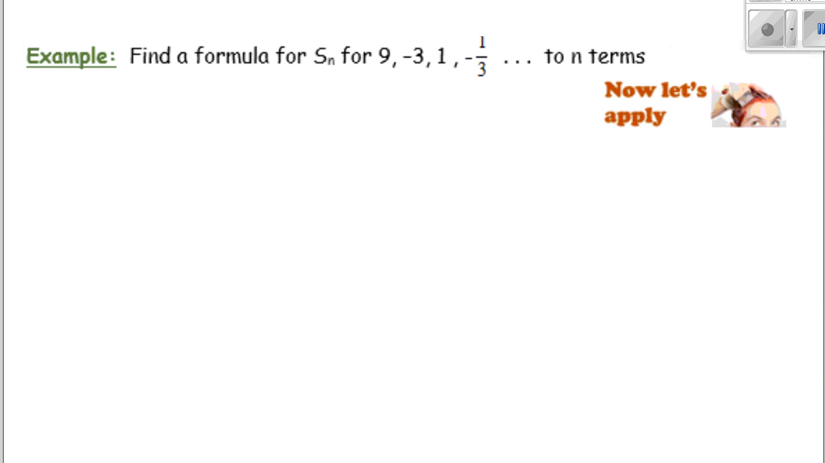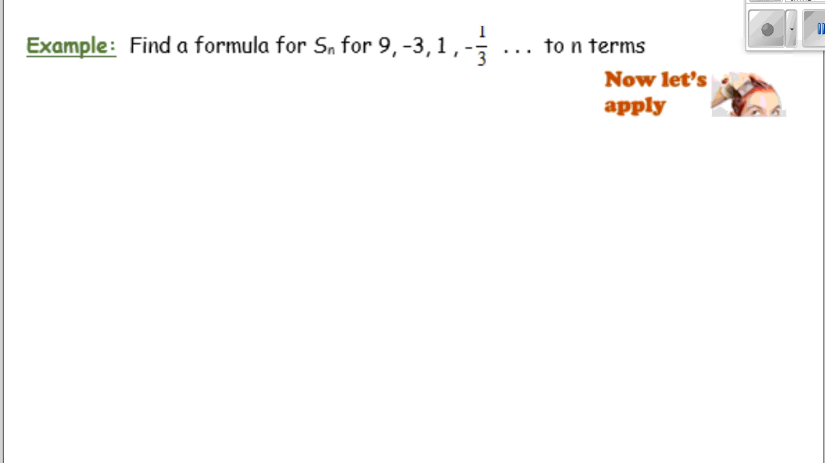Example: find a formula for S of n for this sequence to n terms. Find a formula just means your answer is going to be an expression or an equation. Notice that they're not telling us what n is, they just want us to leave n in the formula. So we don't need our answer to be a number. If you like writing lists, feel free to write one.